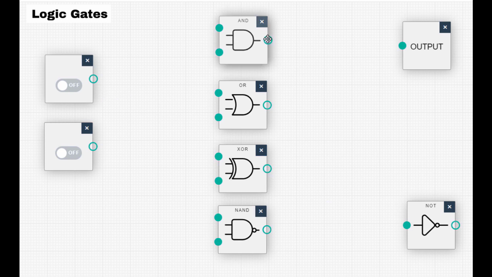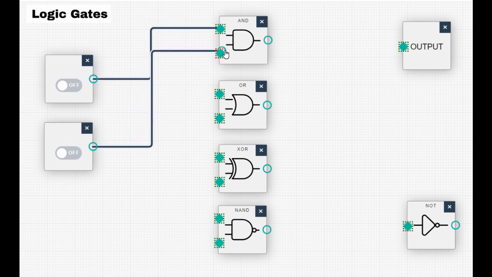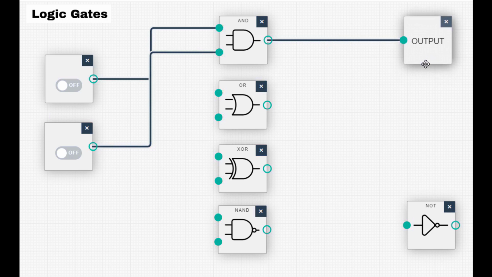Let's go and take a look at the AND, which is the simplest one, and it will make sense as to why they're called what they're called. Right, so it's got 2 inputs, so I'm going to give it 2 inputs there, and I'm going to connect the output of that to this, and we can see what happens when we try and change these.